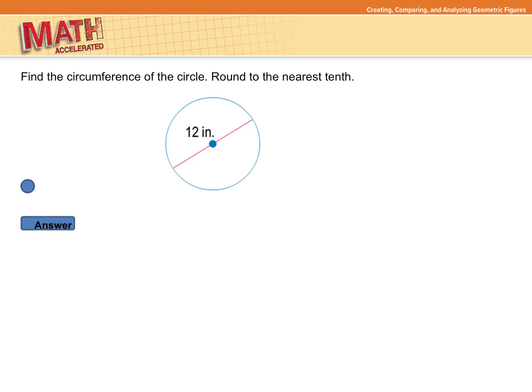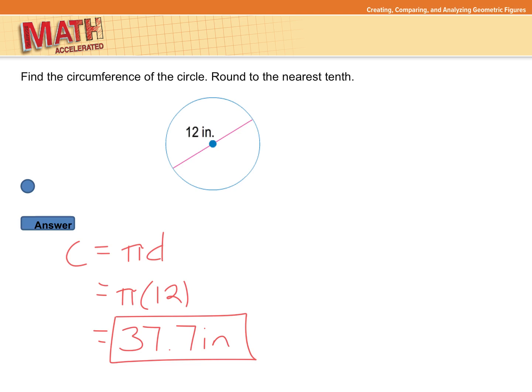On this one, what's the circumference formula? Pi times the diameter. What is the diameter? 12. So we're taking pi times 12. What'd you guys get for that one? 37.7. And then what do I label circumference? Inches. Circumference is just inches or feet or whatever dimension you're in.